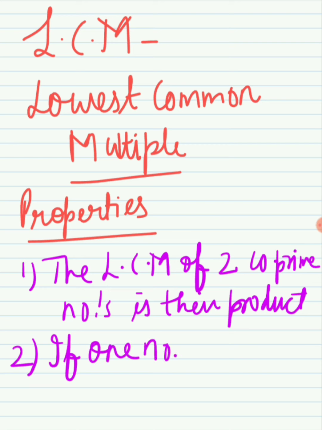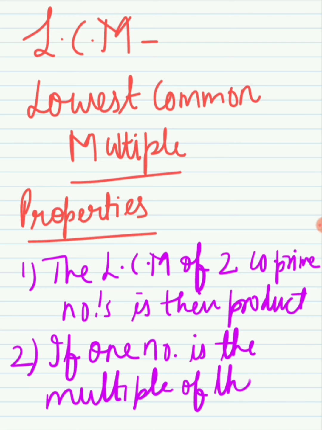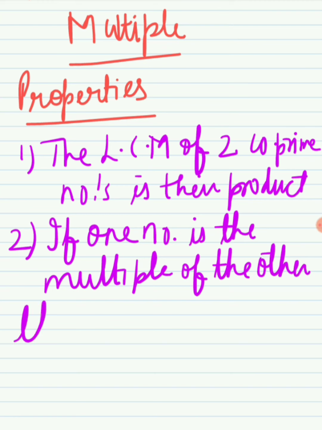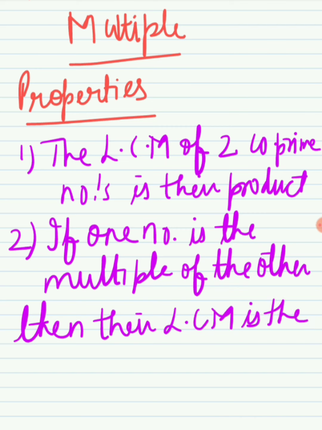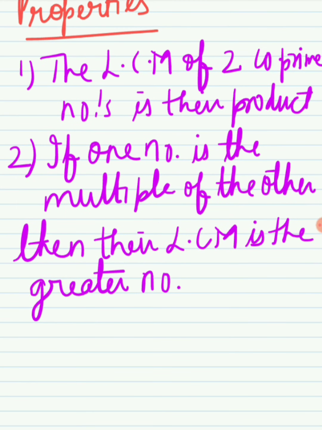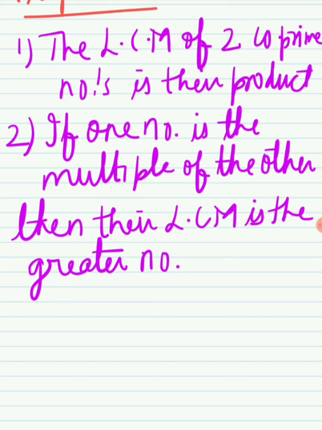Number 2, if one number is the multiple of the other, then their LCM is the greater number. This is the second property, means if one number is the multiple of the other, then their LCM is the greater number. Then out of those two numbers, the greater one is the answer.